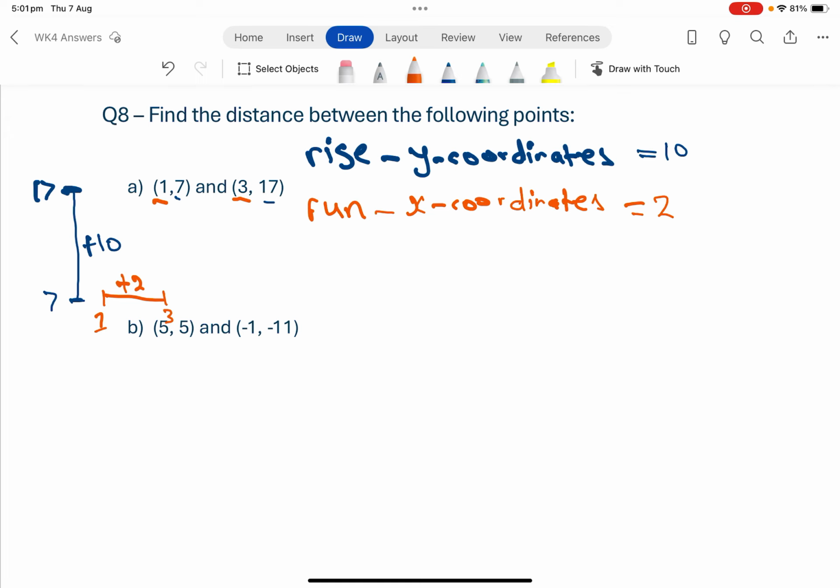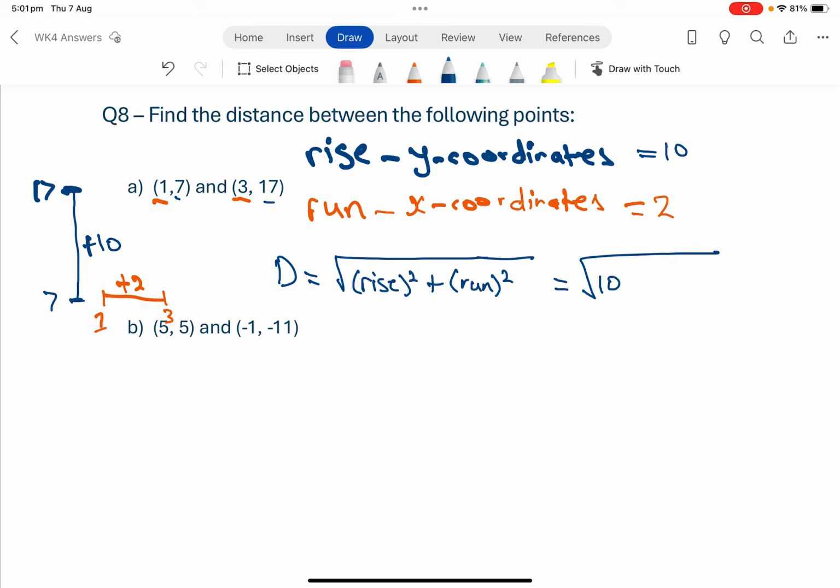Now we're doing the same thing as we did in the last question, where the distance d is equal to the square root of the rise squared plus the run squared. So that's going to be 10. I'll use the brackets this time. 10 squared plus 2 squared. Once again, not expecting you to do that in your head. Put it in the calculator, it's fine. We should get about 10.2. Awesome. Same thing as before.